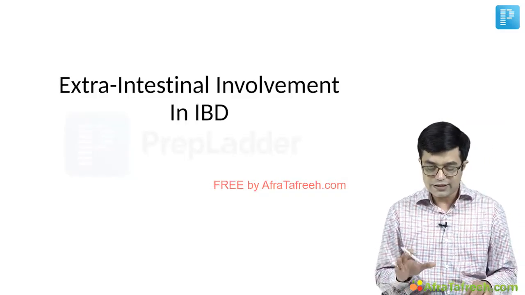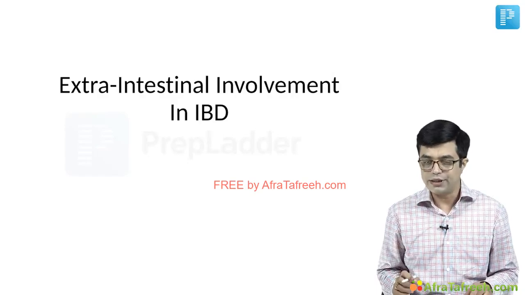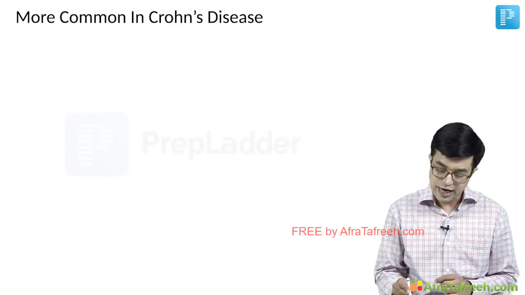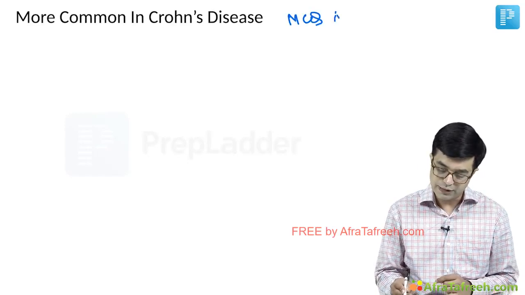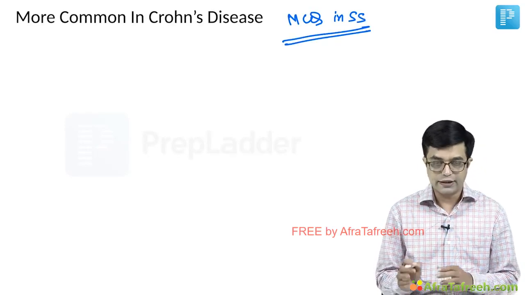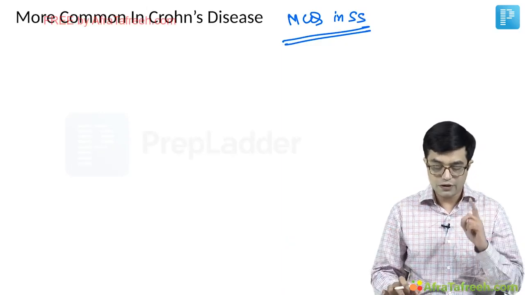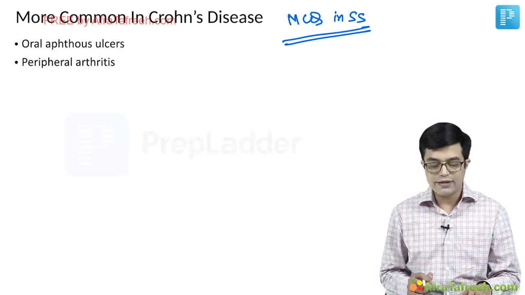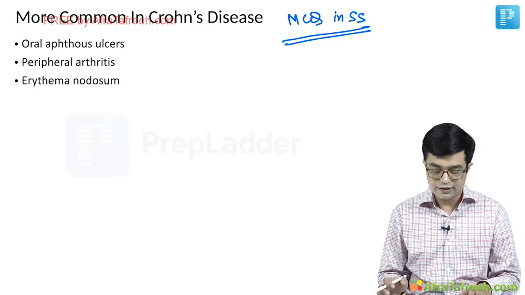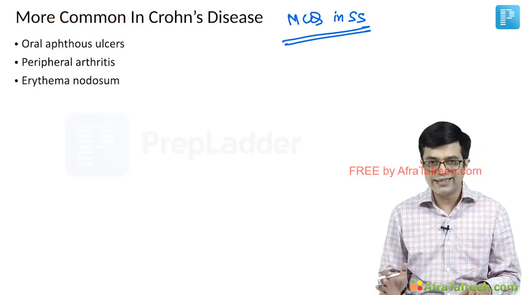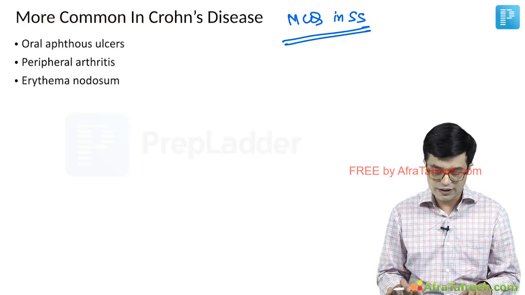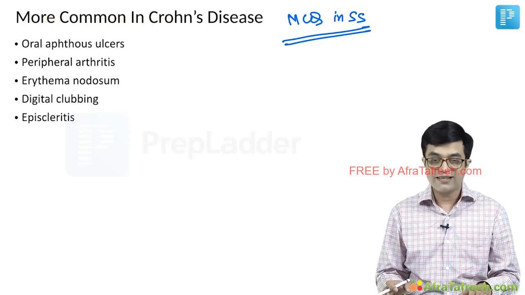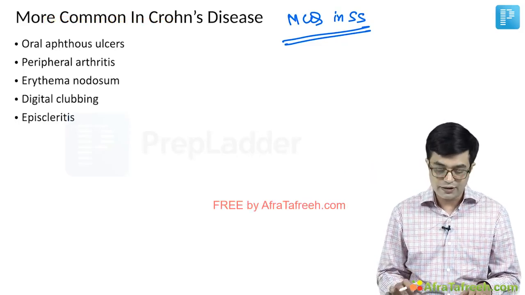Next we come to the extra-intestinal involvement in IBD. What are the extra-intestinal features which are more common in Crohn's disease? An MCQ in super speciality has been asked on this, so I've dedicated an entire slide to this. More common in Crohn's disease are oral aphthous ulcers. Second, peripheral arthritis is more common in Crohn's disease. Third, erythema nodosum, which is a skin lesion, is more common in Crohn's disease. Digital clubbing is more common in Crohn's disease. Episcleritis of the eyes is more common in CD.